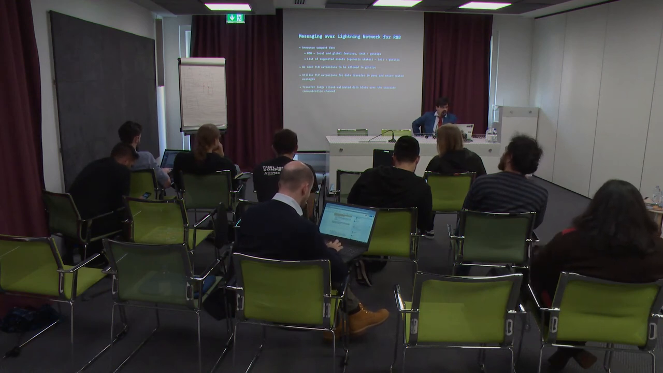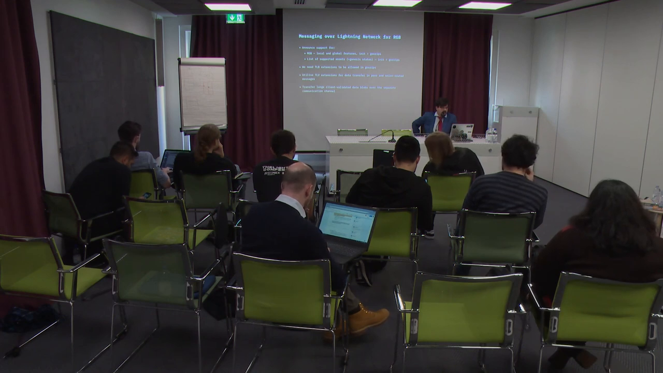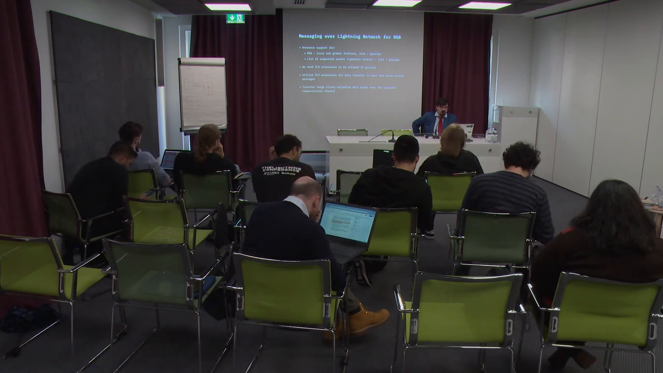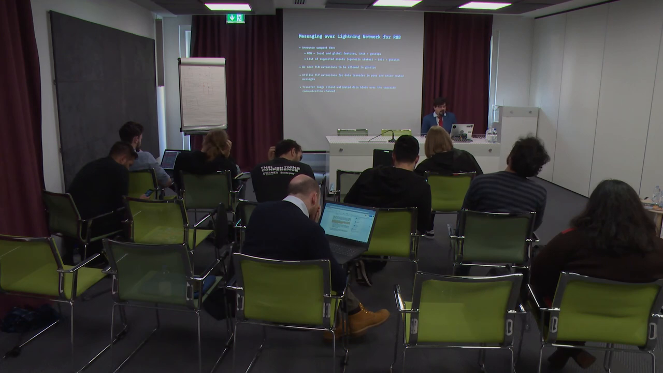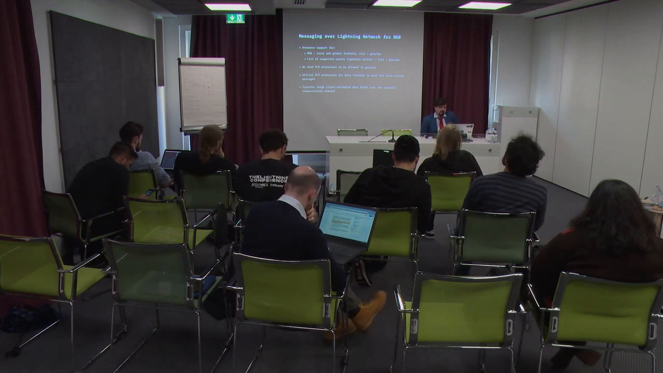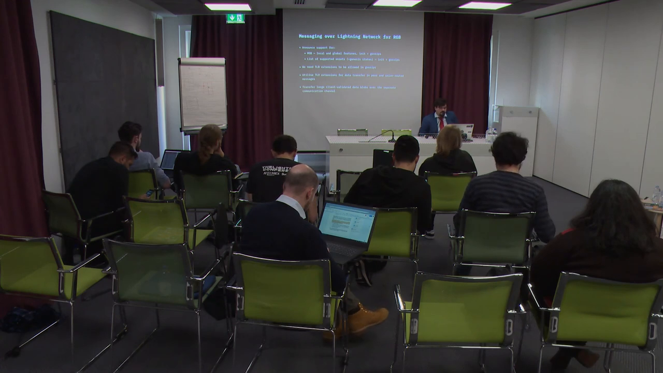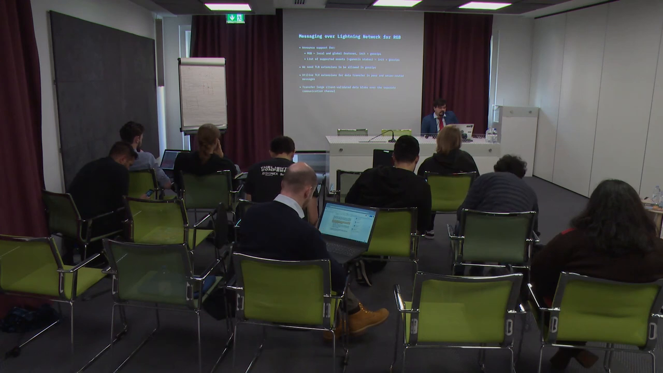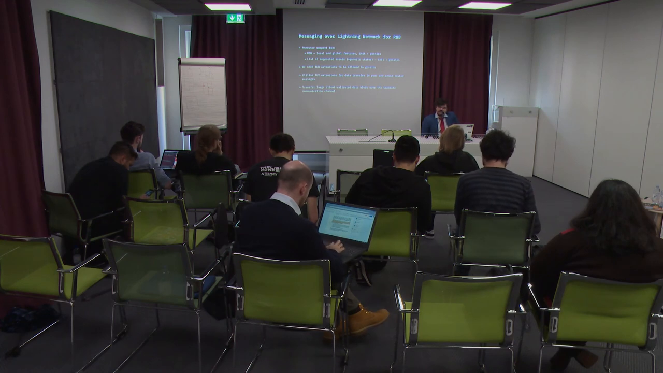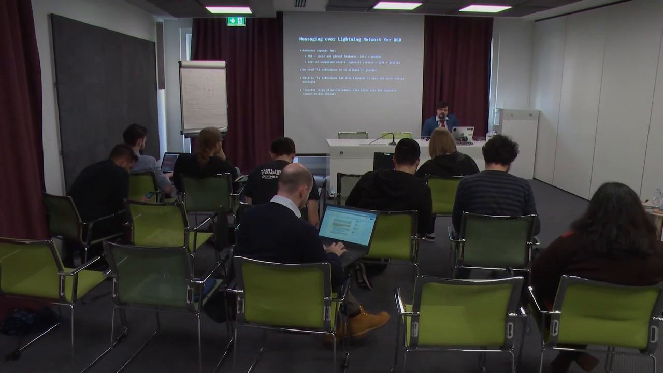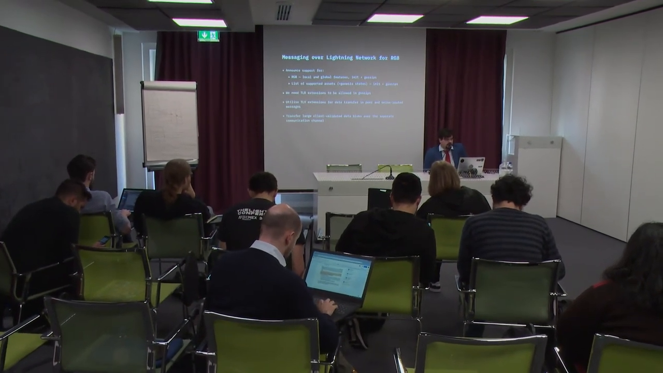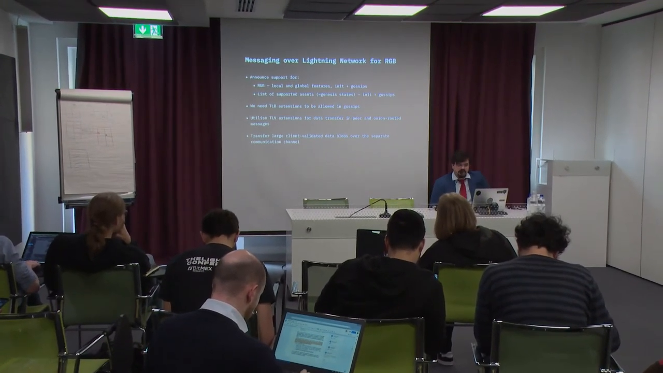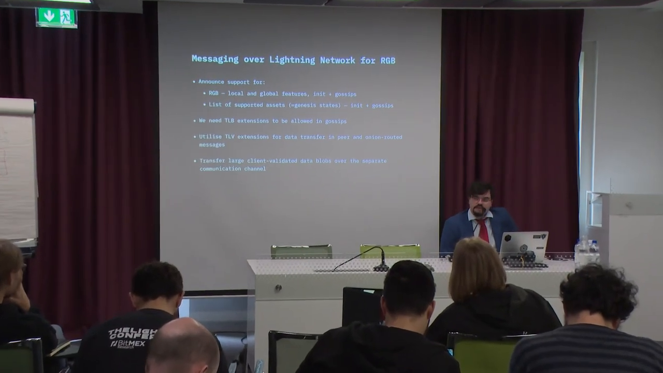Nevertheless, what we can do today is we can announce support for RGB using local and global features in init message and using a gossip protocol. I will be later saying how exactly it can be done. We also need to list the supported assets, and we can do that, namely Genesis states. As we just discussed, we use both init message and node and channel announcement messages in gossip protocol. We need TLV extensions to be allowed in gossip.